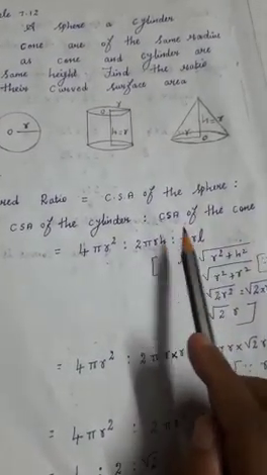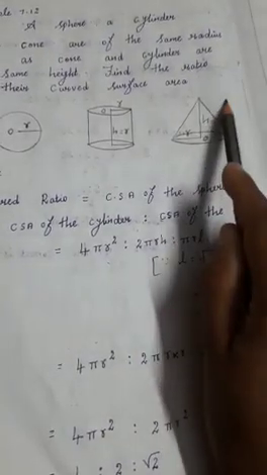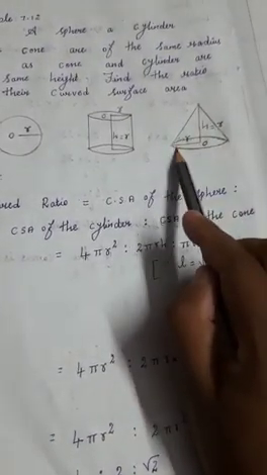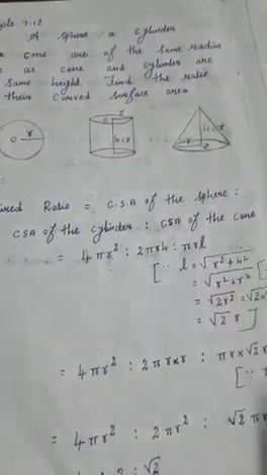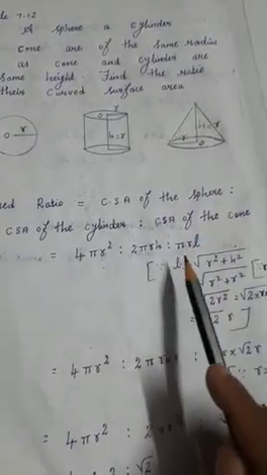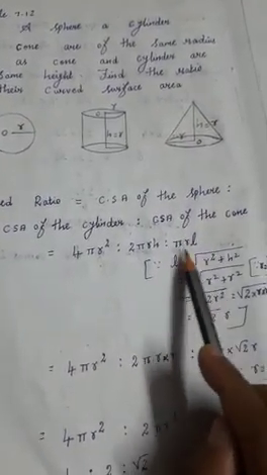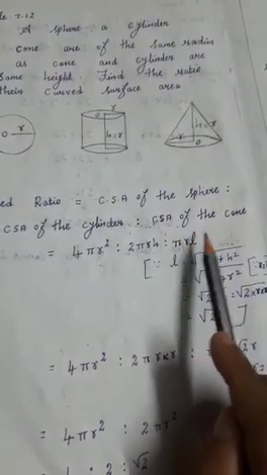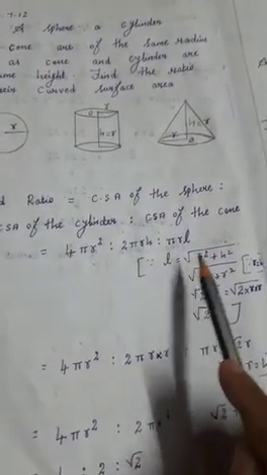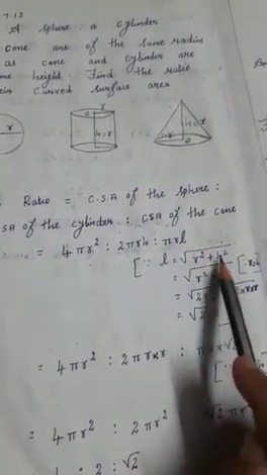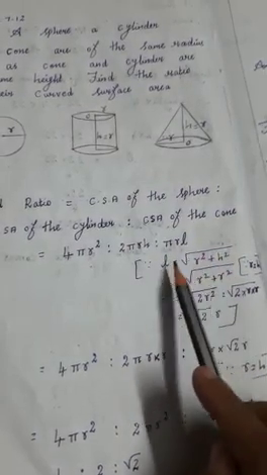CSA of the cone, what is the formula? Pi r l. Here the L value, slant height, they didn't give. Height they have given, radius they have given, but the slant height they didn't mention. So for finding the slant height of the cone, what is the formula? L is equal to square root of r square plus height square. So this is the slant height formula for cone.